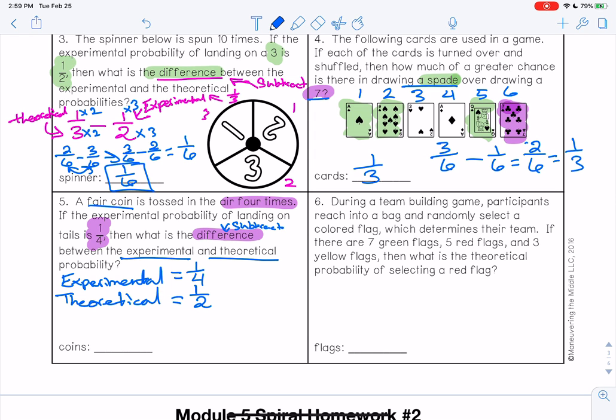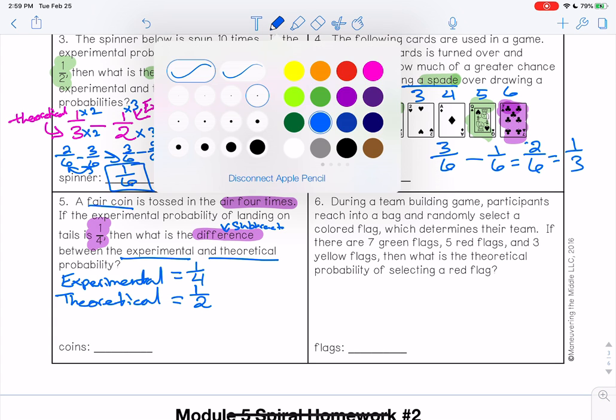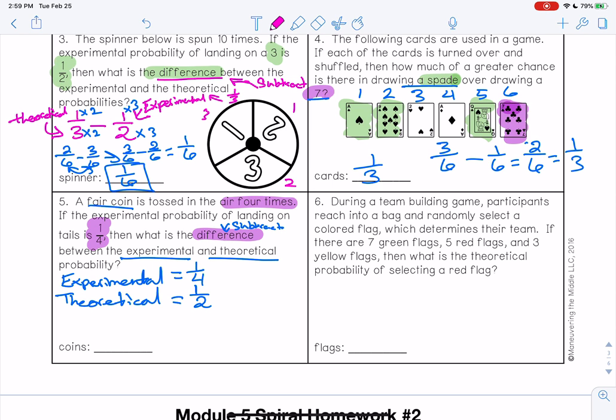They want us to subtract them. So what I'm going to do is, we need a common denominator. So I know that 2 goes into 4. So I need to change the theoretical so that the bottom is a 4. So I know 2 times 2 is 4. Whatever you do to the bottom, you have to do to the top, and I end up with 2/4. So I could do experimental minus theoretical. You'd end up with a negative. It wouldn't really make sense. So it should be theoretical minus experimental, and we get 2/4 minus 1/4, and you end up with 1/4. Okay? That's the difference between the experimental and the theoretical probability based on their experiment.